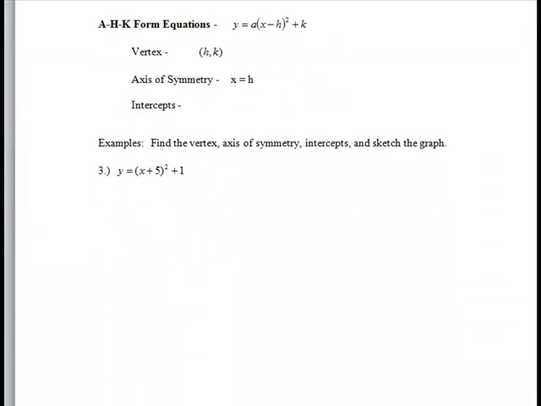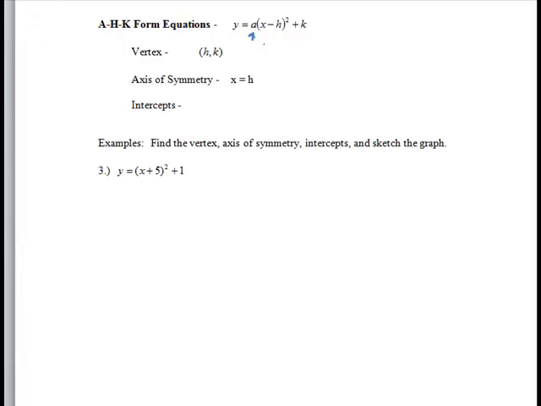Now we're going to introduce a new form called the a-h-k form. It not only applies to quadratic equations, but it works for all functions. That's why it's so useful. But we're just going to be working with quadratic functions. The a-h-k form quadratic equation is the equation y is equal to a times (x minus h) squared plus k. Where obviously instead of having the variables a, b, and c, we have the variables a, h, and k. So that's what we want to identify. a is still out in front.